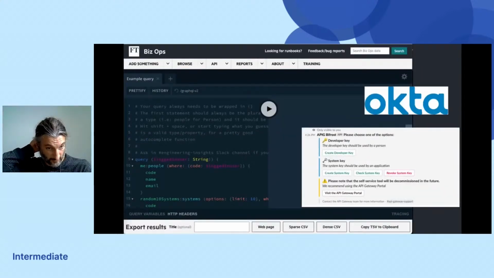So this is what that looks like. We have the GraphQL Playground, which is an interface for exploring the data. That's open source. That integrates quite easily with Okta, which we use as our single sign-on provider. So that means that anyone in the department can have access. And we have a Slack bot for our API gateway, and users can easily ask for an API key automatically, which will give them access to use the data programmatically.